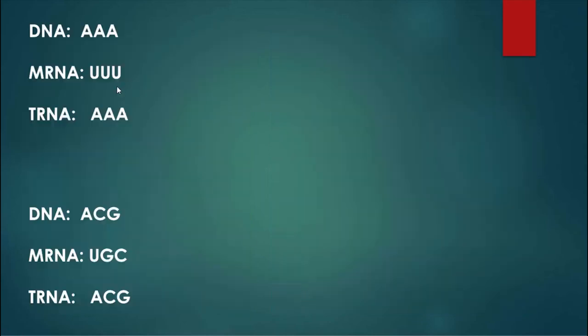Now let's look at the other examples. If you are given AAA, base triplets AAA for DNA, and they want tRNA, you use the same sequence. First, you get the triplets for mRNA, which will be UUU, and for tRNA, it will be AAA. Now, if they give you tRNA, which is ACG, and they want DNA, you use the same sequence. You move from tRNA to mRNA, which will be UGC, and then from mRNA to DNA, it's going to be ACG.